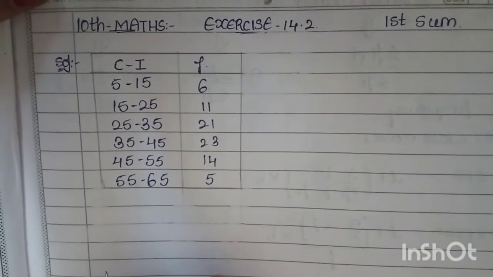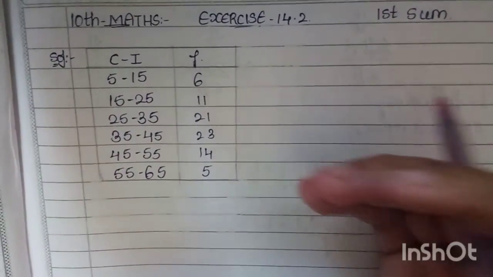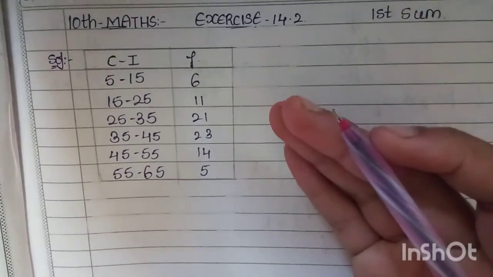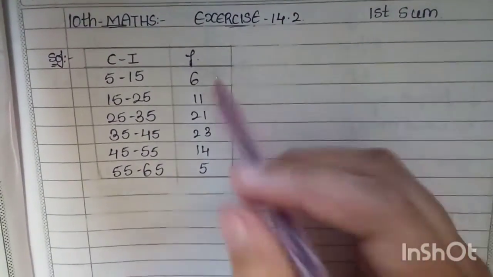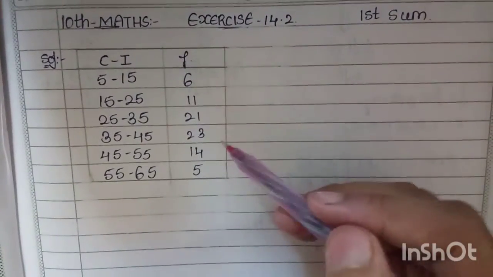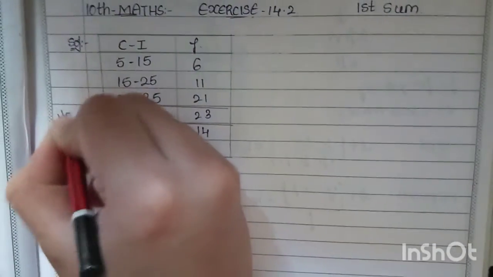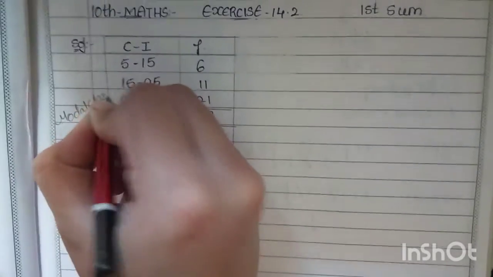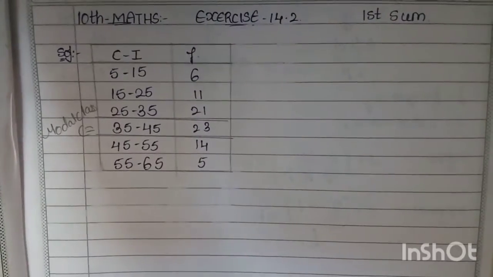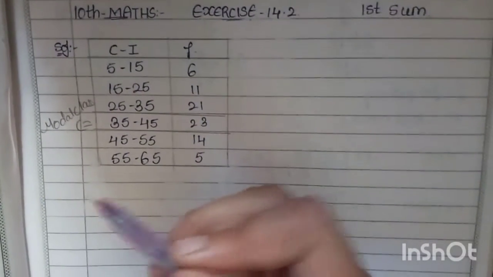So friends, I have copied the same question here vertically. Now we will find the mode. For finding mode, we have to find a modal class, and that is based on the highest frequency. If you observe all these values, 23 is the highest frequency. So this will be our modal class. We have to find the mode as well as mean, but first we will find mode, because there is no need of drawing any other column for this.